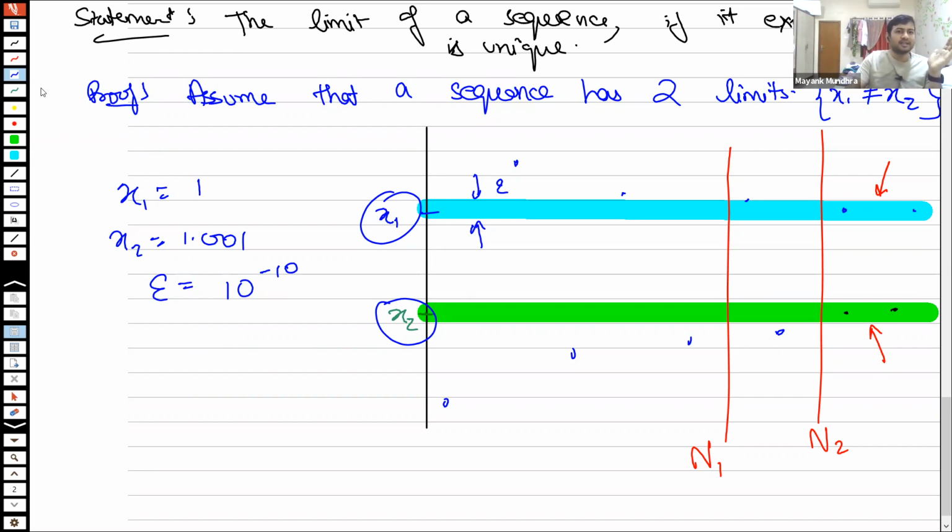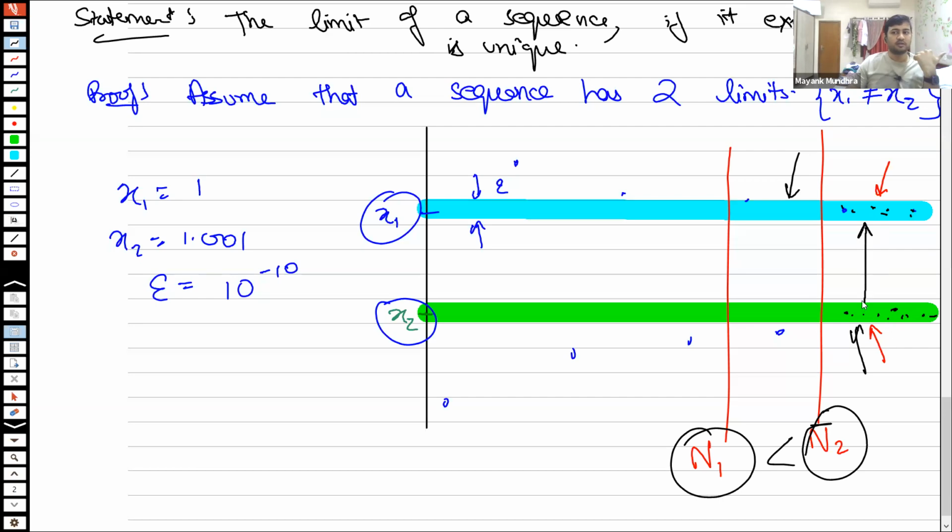So now what I'm saying is that after n1, everything should lie here. After n2, everything should lie here. Which means that if n2 is greater than n1, then after n2, everything should lie here as well as here. This is not true. A number cannot exist in two different, disjoint sets simultaneously. These are two different bands. A number can only exist here or here. So after some point everything should be in the blue region, and after some point everything should be in the green region. But both these statements cannot be true simultaneously.